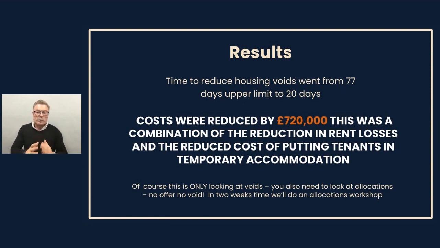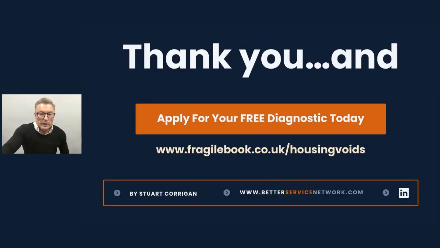So results were 77 to 20, a saving of 720,000, and this is not just capacity saving, this is actual money in this case. And of course, this is only looking at voids. You also need to look at allocations as well to make sure that you're offering the right void at the right time. And I'll do an allocations workshop for you in a couple of weeks so that you can understand the relationship between allocations and voids.